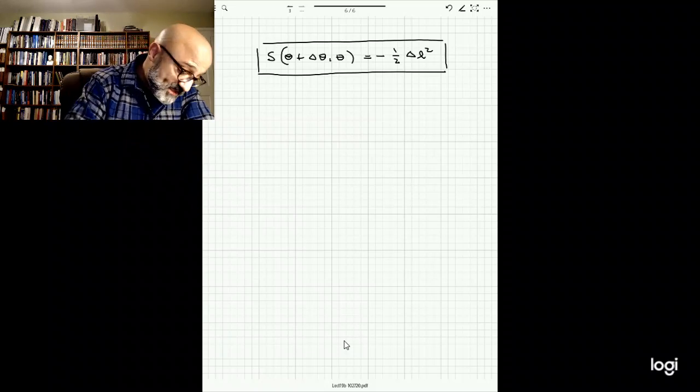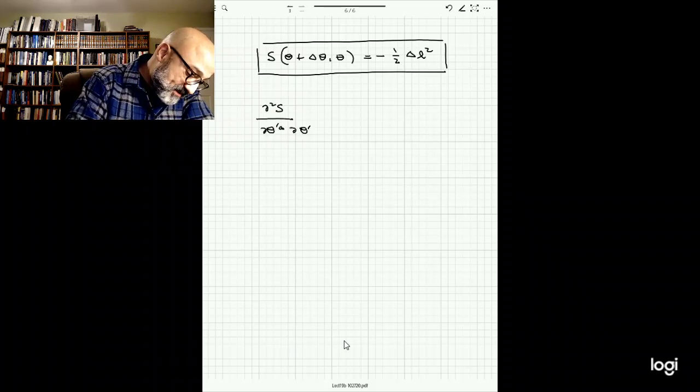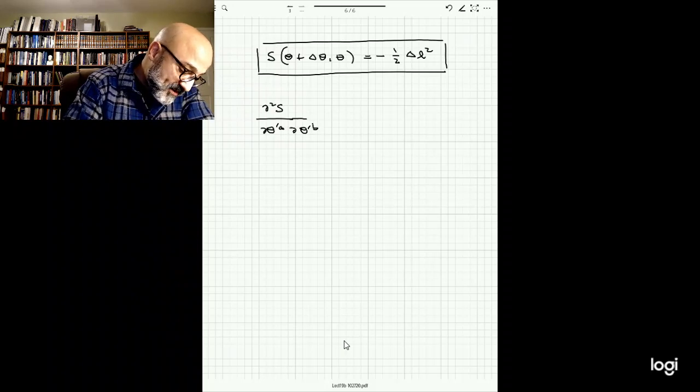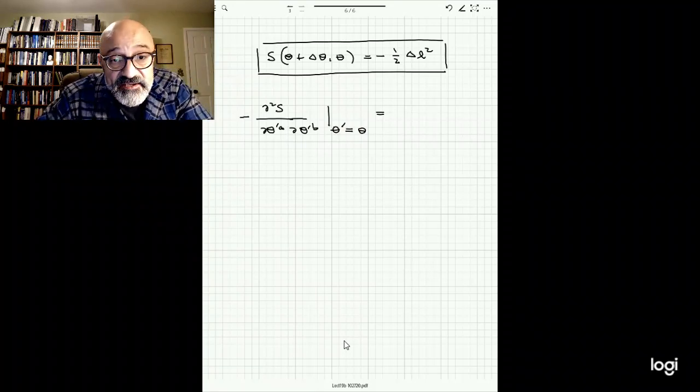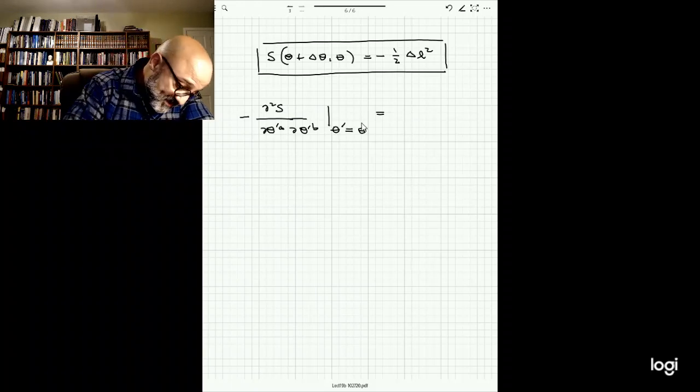In fact, what is that term? Delta L squared. If we compute now the second derivative, d theta prime b, let us add theta prime equals theta. Let us compute that. And I'll put the minus sign here because entropy has a minus sign, so that will cancel the minus sign. And so this is going to be the following.